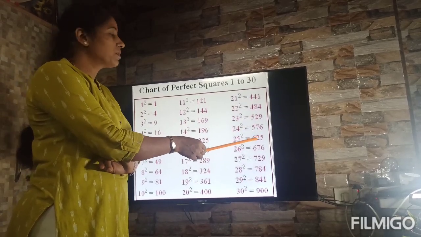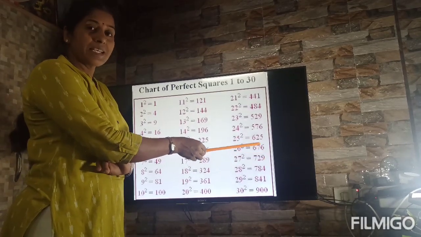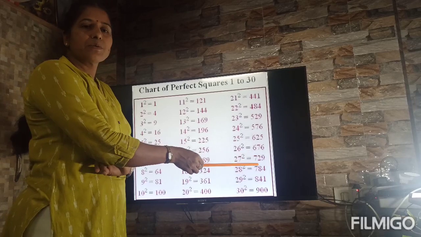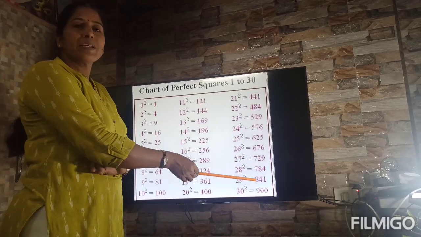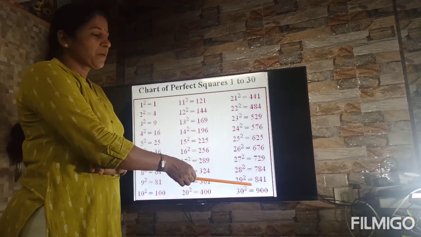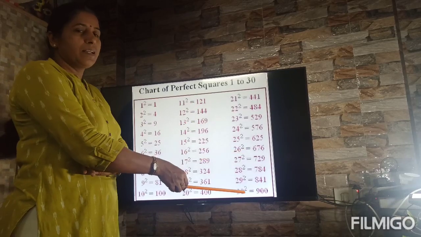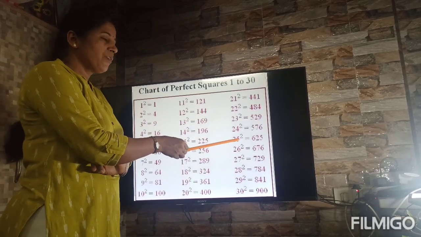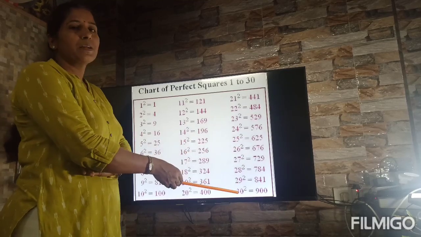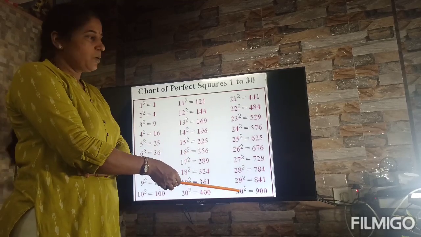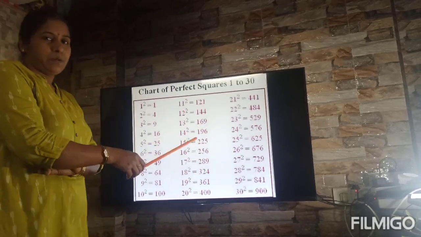25 square is equal to 625. 26 square is equal to 676. 27 square is equal to 729. 28 square is equal to 784. 29 square is equal to 841. 30 square is equal to 900. See here, 1 to 30. At least if you know 25 squares, that is also helpful. If you know up to 30, it is better. Okay, practice properly. Next I will teach square roots.